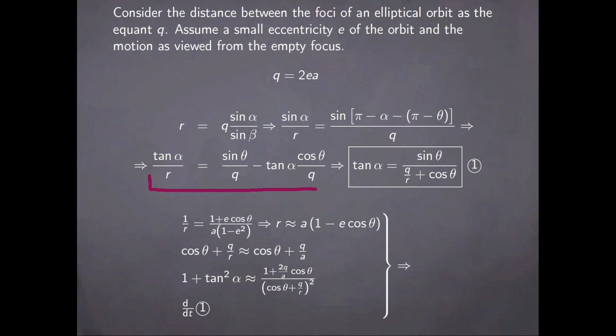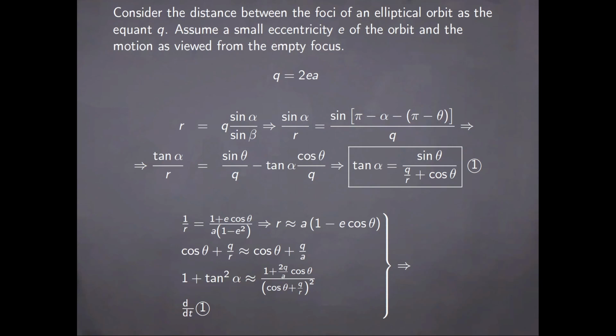So we get the result here, and this allows us to write the tangent of alpha, the tangent of the angle corresponding to the motion viewed from the empty focus, as the ratio here. So it involves the angle measured from the origin and the ratio between the equant and the particle's radius. And now we need to bring several things together.